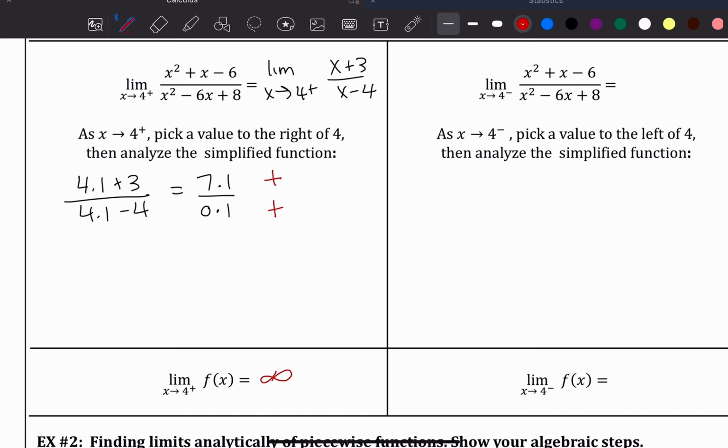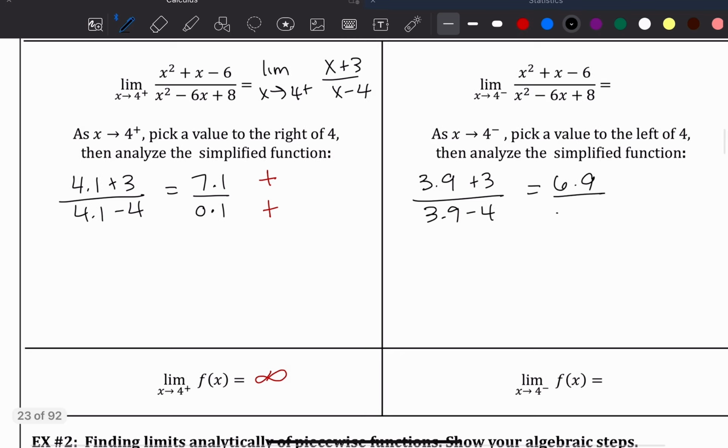Now we can do the same thing on the next part. And now we're looking as x approaches 4 from the left side. So we pick a number to the left of 4, which could be 3.9. So 3.9 plus 3 over 3.9 minus 4 gives us 6.9 over negative 0.1, which we know is positive and negative. So the positive on the numerator, negative on the denominator. So this tells us that as x approaches 4 from the left side, y is approaching negative infinity. So the limit as x approaches 4 from the left is negative infinity.